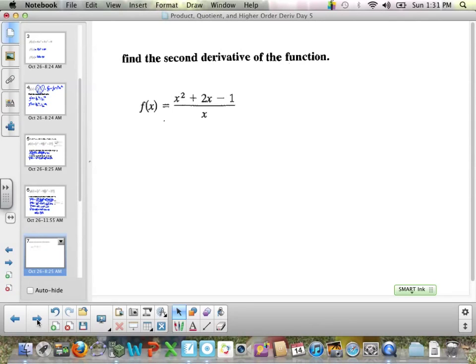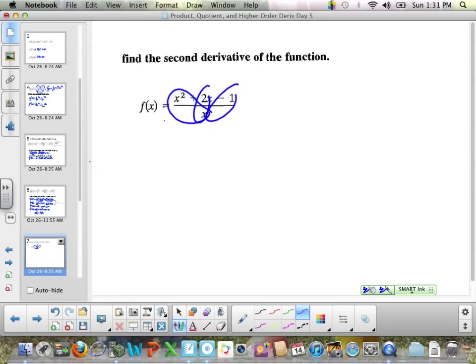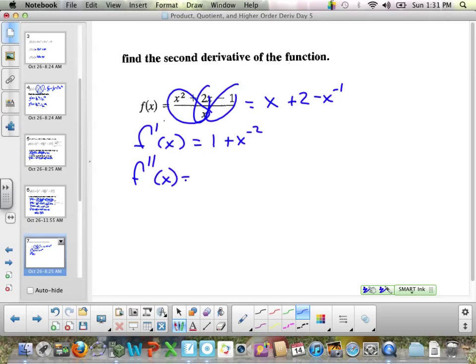Find the second derivative of this function. Again, this is a 3-on-1. To do a 3-on-1, it's best to split and simplify. So that would become x plus 2 minus x to the negative 1. As we do our derivative there, we got 1 plus x to the negative 2. And then we'll take the derivative of that, and we got negative 2x to the negative 3, which you can leave like that, or some people insist to simplify to negative 2 over x cubed.